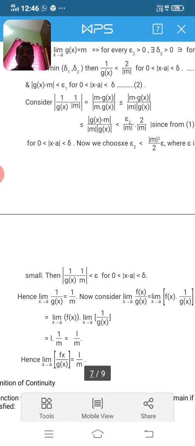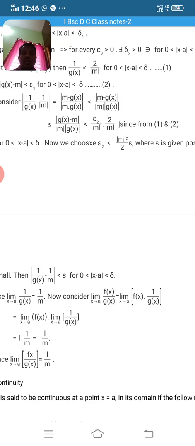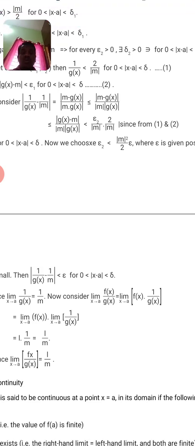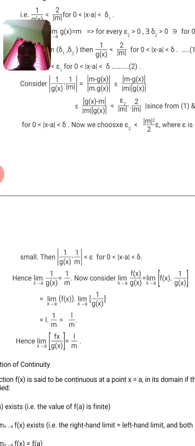for 0 less than modulus x minus a less than delta. Hence limit x tends to a of 1 by g of x is equal to 1 by M. Now consider limit x tends to a of f of x by g of x, which is equal to limit x tends to a of f of x into 1 by g of x, which is equal to limit x tends to a of f of x into limit x tends to a of 1 by g of x. That is equal to L into 1 by M, where limit of f of x is L and limit of 1 by g of x is 1 by M. That is equal to L by M. Hence, limit x tends to a of f of x by g of x is equal to L by M.